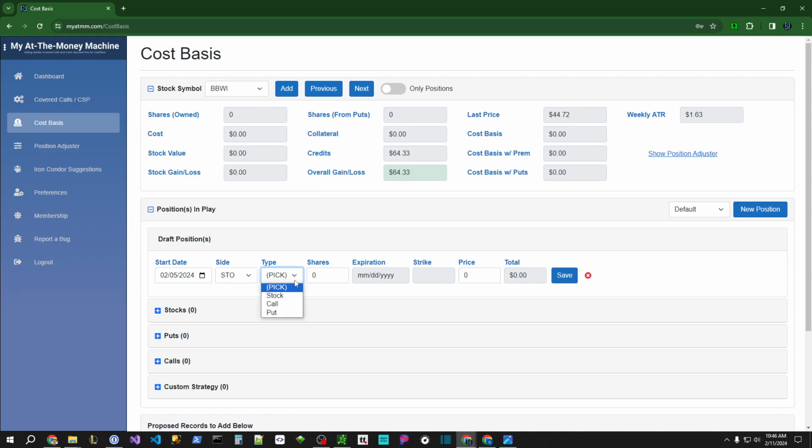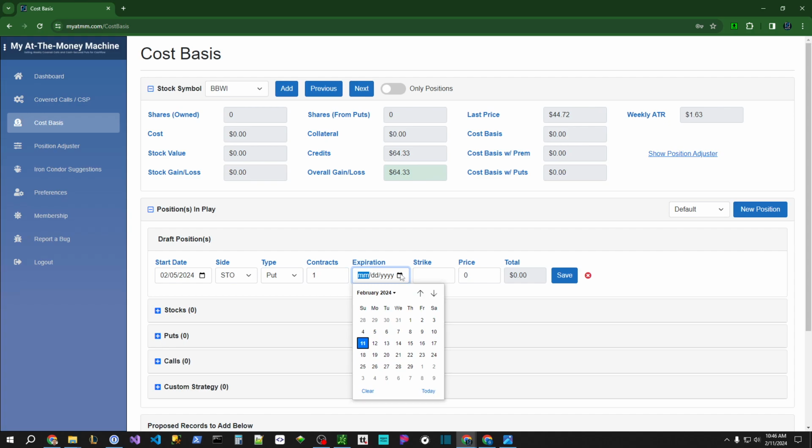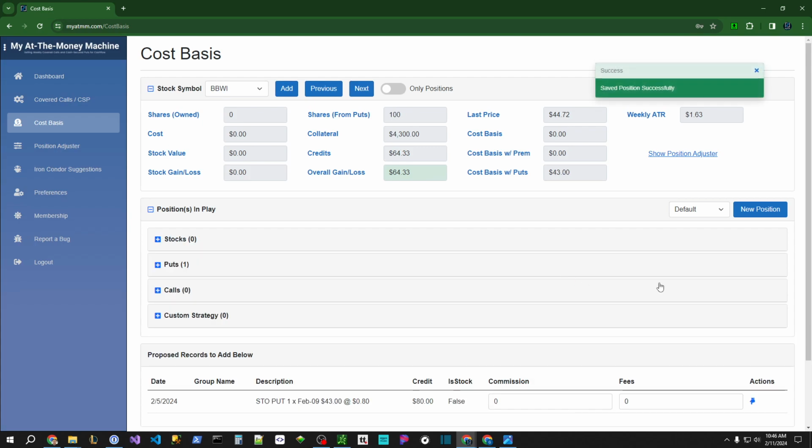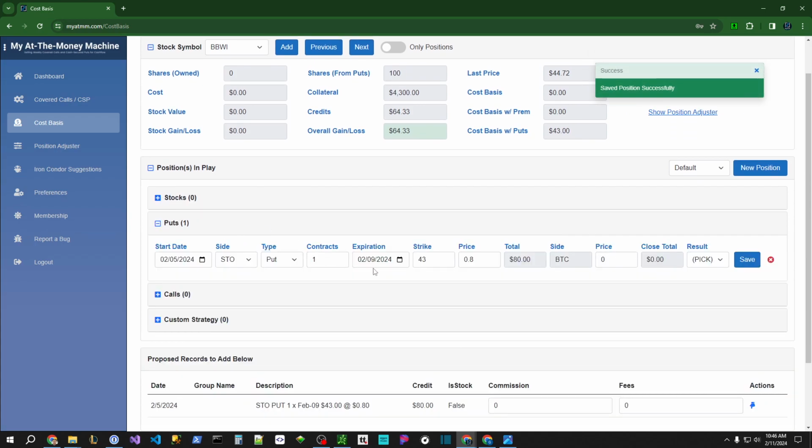We'll do a sell to open. It was a put. It was one contract. And the expiration date was this past Friday, which is February 9th. The strike price was $43, and the executed order that we received was at 80 cents instead of 65 cents. So we got $80 for that. So we're going to click save there, and then it puts it into this puts section here.